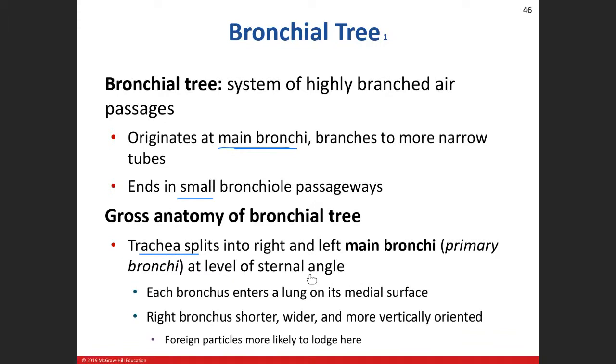So that is also where your second rib inserts onto the sternum there, okay? So this is where we're going to see where the trachea splits at that area there, okay?